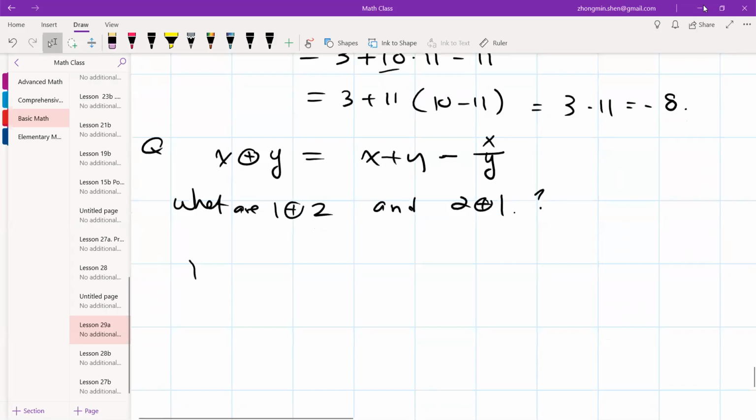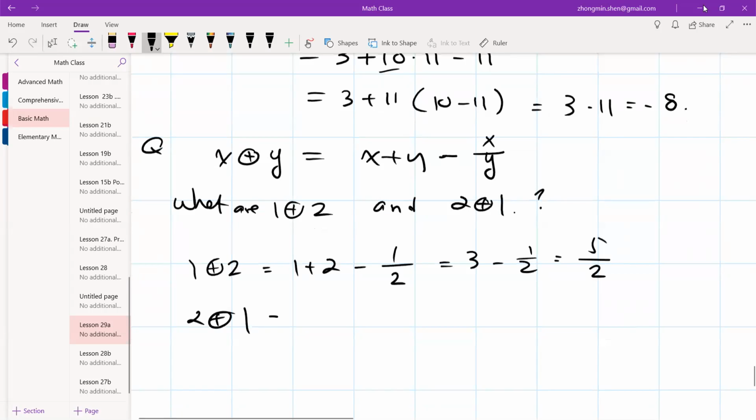All right, let's finish this. Okay, so 1 plus 2 is 1 plus 2 minus 1 over 2. So it's going to be 3 minus 1 half. Combine them is 5 over 2. And 2 plus 1 is also 2 plus 1 minus 2 over 1, which is only 1. So they are different. They're not the same.